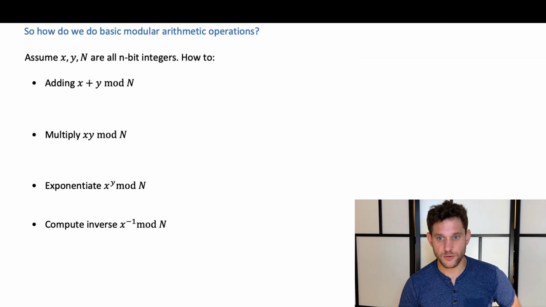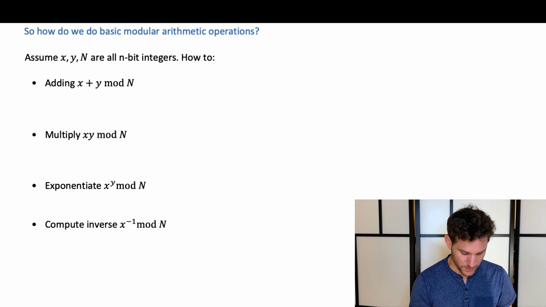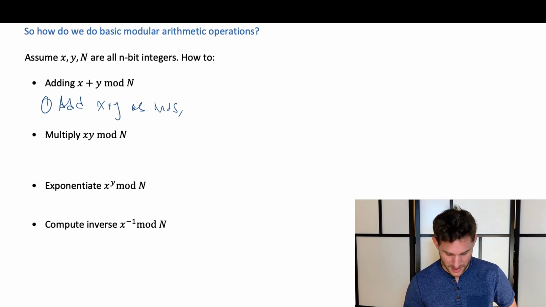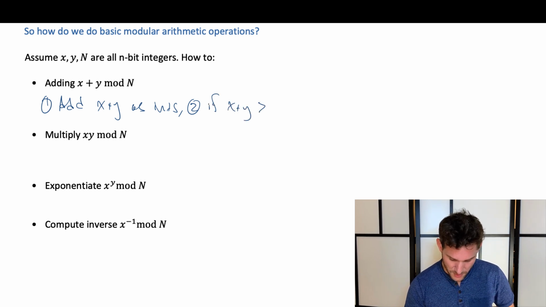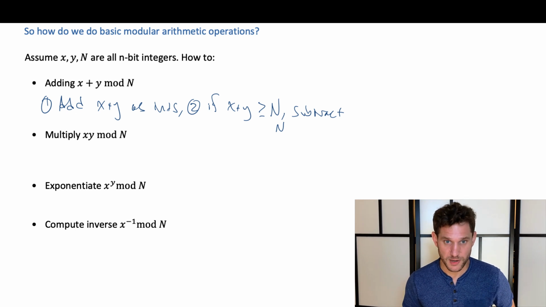Okay, so let's get back to trying to answer the question of how to do some of these basic operations. Let's say we have x, y, and capital N are all little n-bit integers. How do I simply add x and y modulo n? This is actually pretty straightforward, right? First, you just add x plus y as integers, right? And then it might be the case that x plus y is suddenly larger than capital N, right? So if x plus y is greater than or equal to N, then subtract capital N from the sum. And that's going to be the output. You can just return that. That should be between 0 and N minus 1.